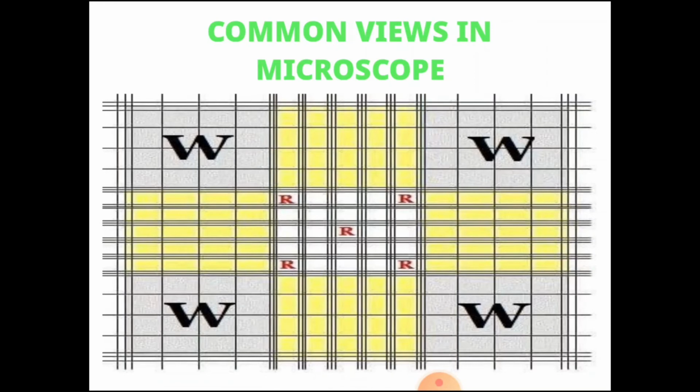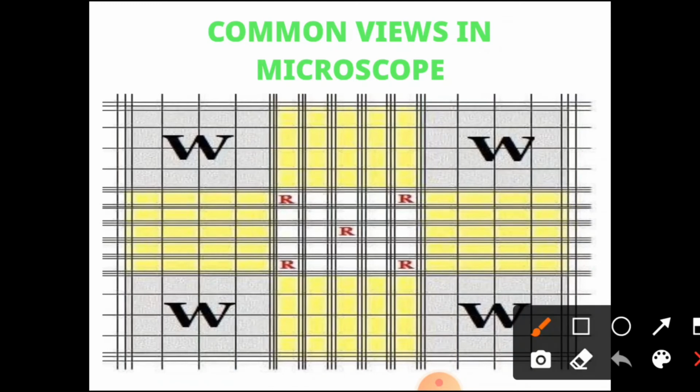Now these are the common views during microscopy. This is a picture of Neubauer's chamber, the improved Neubauer's chamber, and these are the WBC counting chambers. These four outside corners are the WBC counting chambers and the central five smallest squares are the RBC counting chamber, which will be taught in the subsequent classes.